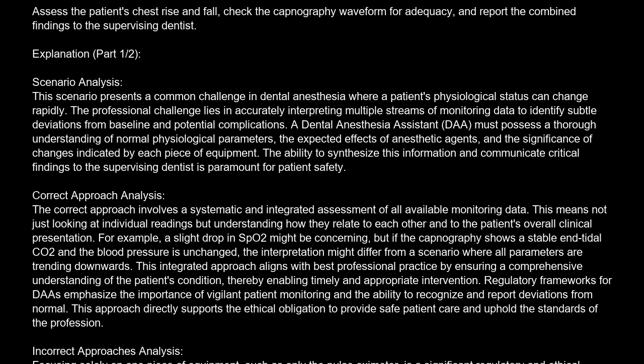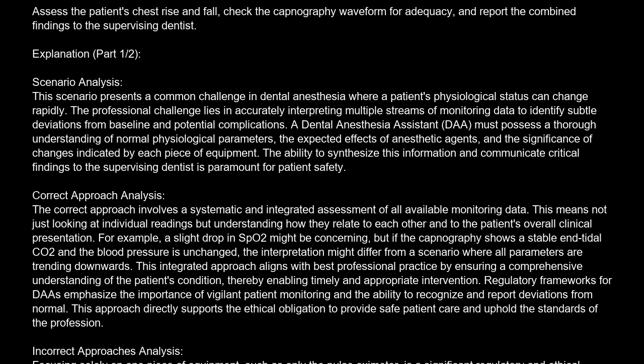timely and appropriate intervention. Regulatory frameworks for DAAs emphasize the importance of vigilant patient monitoring and the ability to recognize and report deviations from normal. This approach directly supports the ethical obligation to provide safe patient care and uphold the standards of the profession.